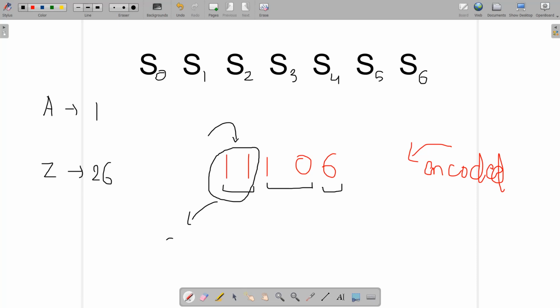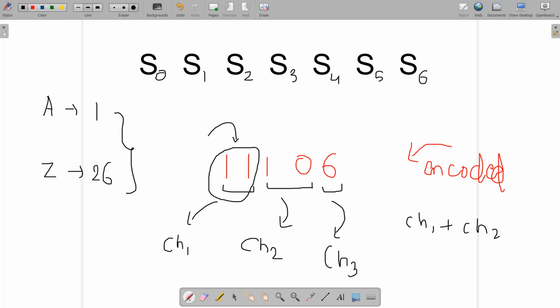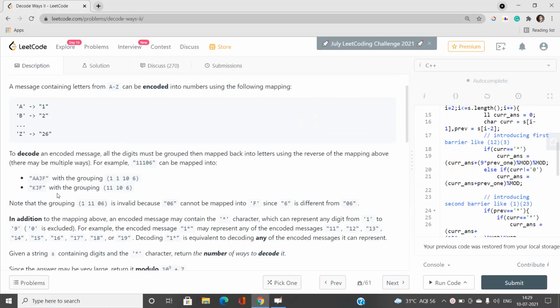Let's call it ch1. And if it is 10, it is still lying in this range, it is going to denote some character ch2. And if it is 6, it is also going to denote some character. Let's call it ch3. So my decoded string would be ch1 plus ch2 plus ch3. This will be our answer, right? Okay, so you can see AJF.